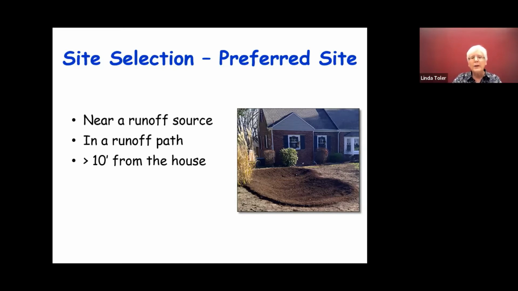The other thing you have to be careful of is you want to place your garden more than 10 feet away from your house. And the reason for this is you don't want the water that's filtering down through the rain garden to seep into your foundation and mess it up. So make sure that you keep it a little bit away from your house.